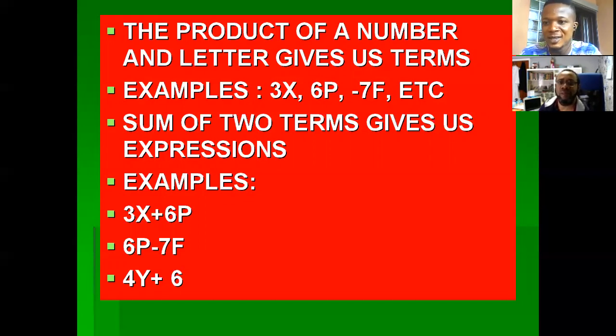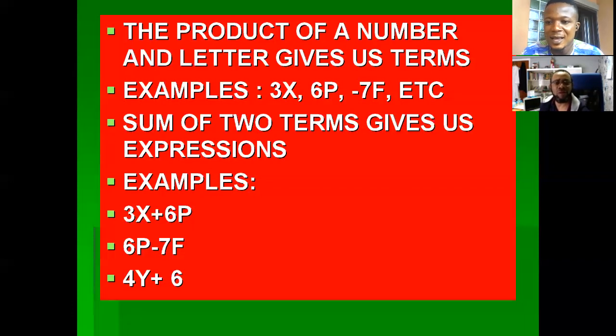Are you following now? So come again. Where you have 4y plus 6, it is still an expression. Normally, from definition, an expression is the sum of two or more terms. But you can see in the last example that 6 is not a term, because it's only a number, no letter. But whenever you get something that is exceeding a term, it becomes an expression. So it does not necessarily mean that it must be terms that will give us expressions.